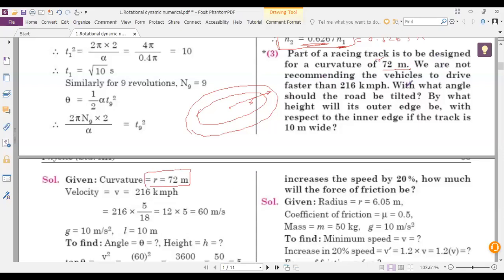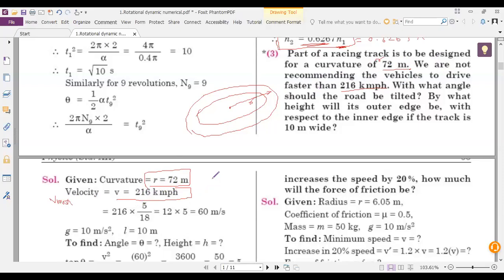We do not recommend the vehicle to drive faster than 216 kilometers. यहाँ पर this speed is recommended for the vehicle. A vehicle does not go above this speed. Remember this word. This is the highest speed, this means that this is the maximum speed. Correct? 216. Now this is kilometer per hour.